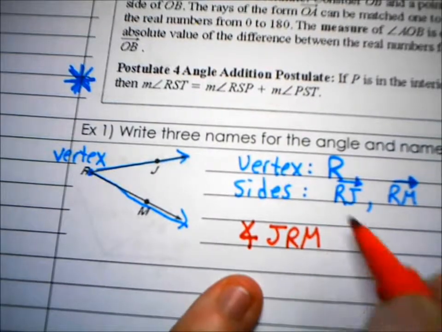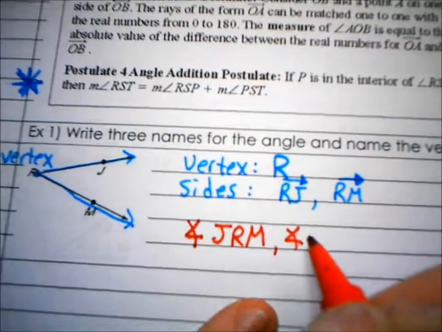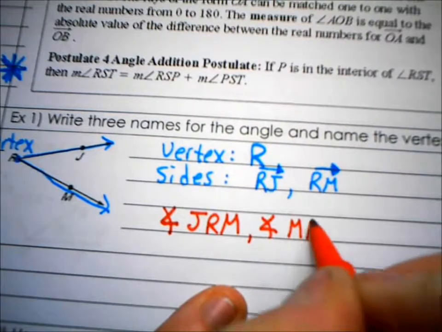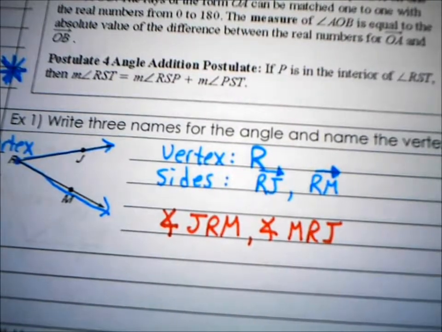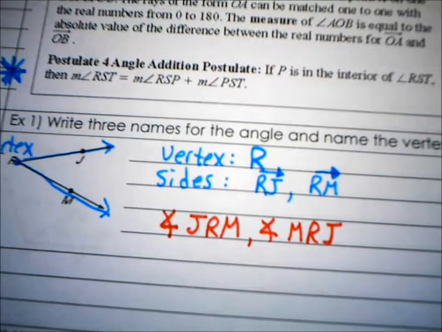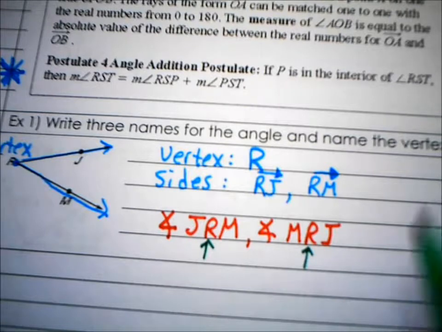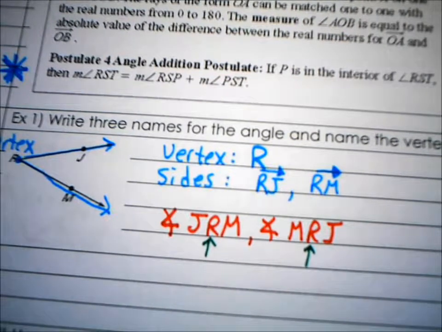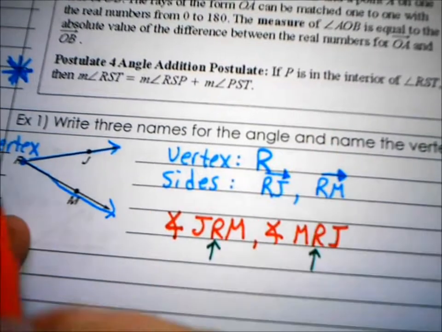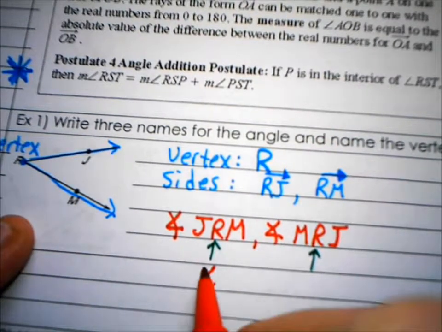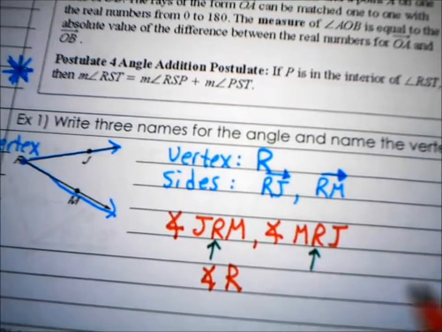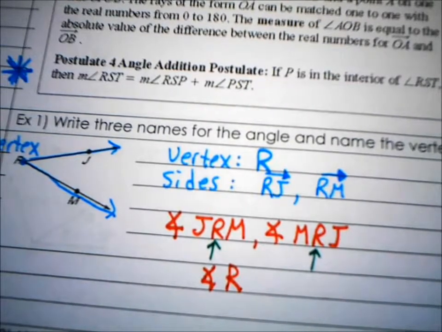Or I could do the reversal of this, which would be angle MRJ. But what is very, very important is to know that on either one of these, the R is in the center, which symbolizes the vertex. It must be in the center. The third way of naming this angle, when it is just in this fashion, is to say angle R, which you name according to the vertex. Alright, there are 6 answers for number 1.